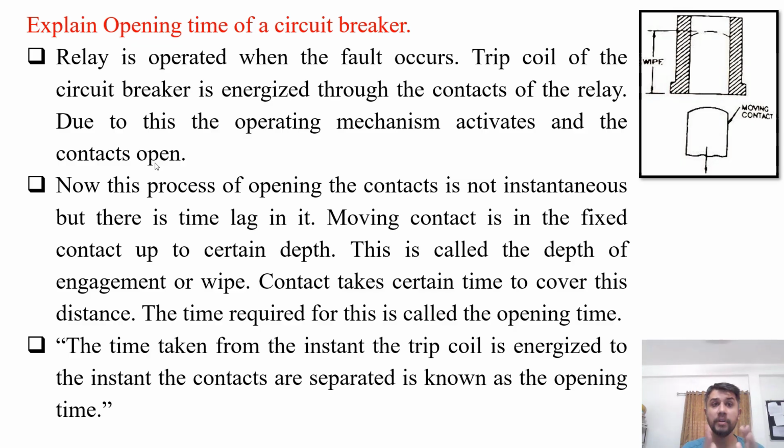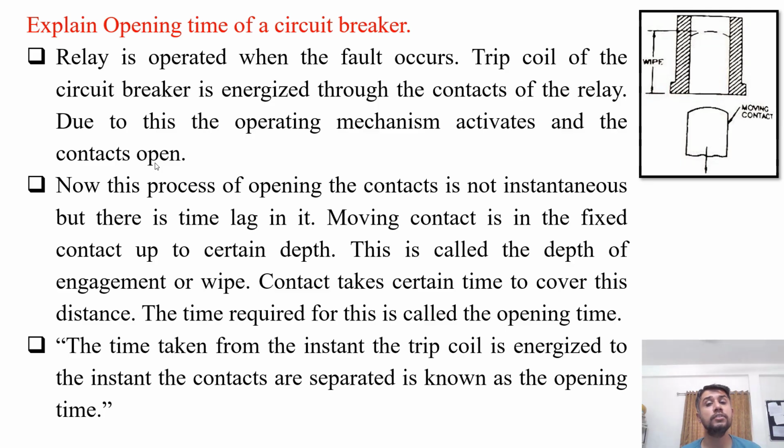Explain the opening time of a circuit breaker. The relay is operated when the fault occurs. The trip coil of the circuit breaker is energized through the contacts of the relay. Due to this, the operating mechanism activates and the contacts open, meaning the contact of the breaker in the line opens up and isolates the faulty and healthy sections.